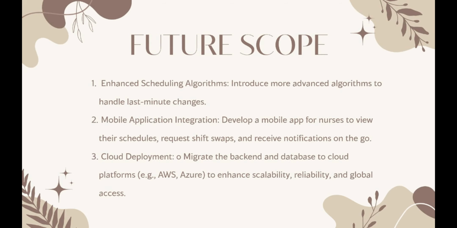Let's see the future scope of the project. First one is an enhanced scheduling algorithm. In real-world operation, unexpected events like last-minute absences or sudden surges in patient volume can disrupt even the best-laid schedules. As a future enhancement, NurseNetX could integrate an AI-driven adaptive scheduling algorithm by analyzing historical data on staffing levels and patient inflow. Machine learning models could forecast high-demand periods and propose proactive shift adjustments.